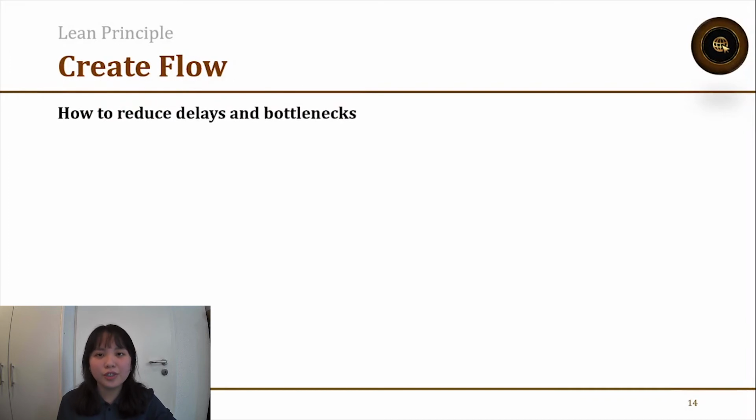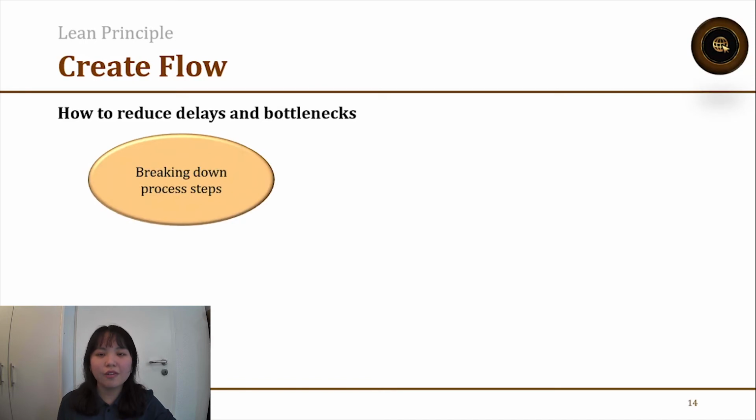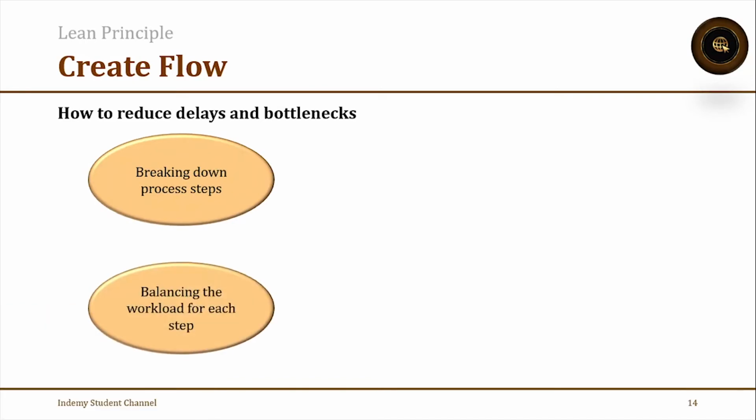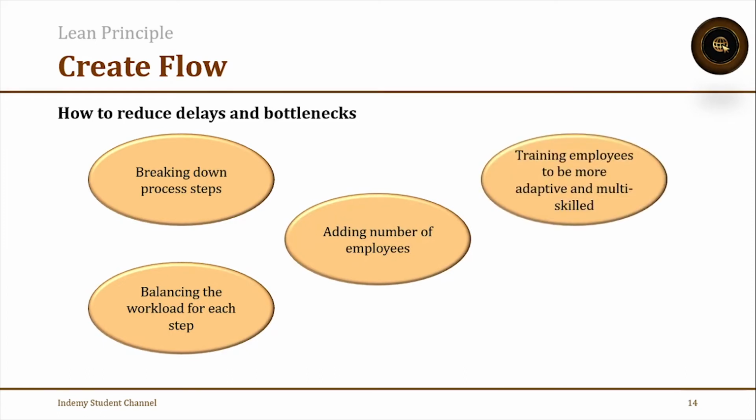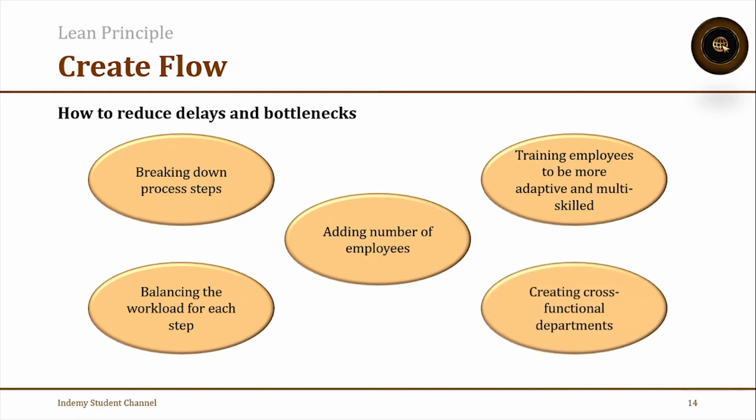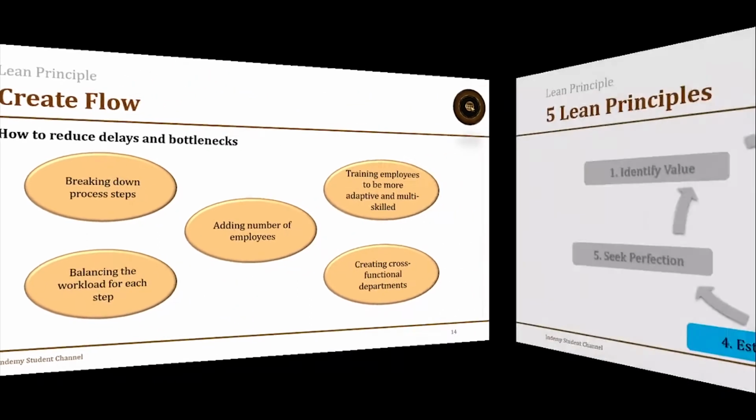But in order to reduce the delays and the bottlenecks, we have various ways, not only increasing the number of employees, but for example, breaking down process steps, balancing the workload for a step, adding number of employees like we did in our coffee shop process, or training employees to be more adaptive and multi-skilled, or creating cross-functional departments, and many other solutions.